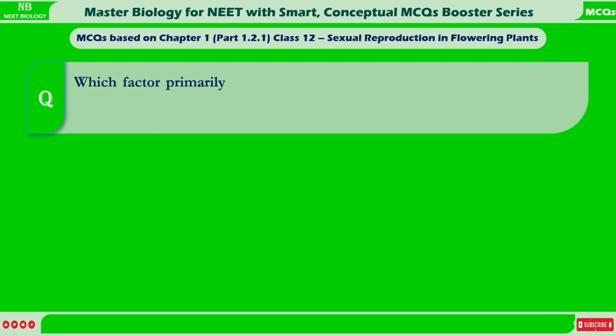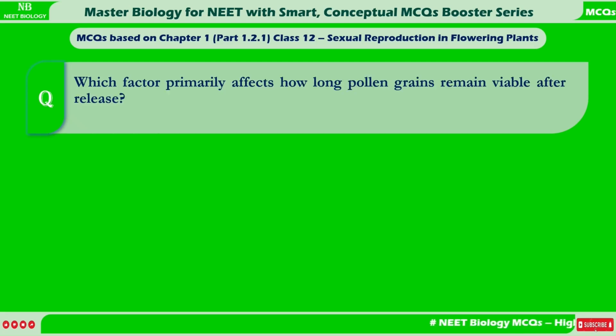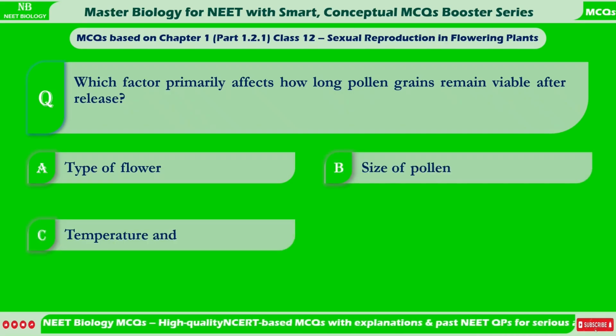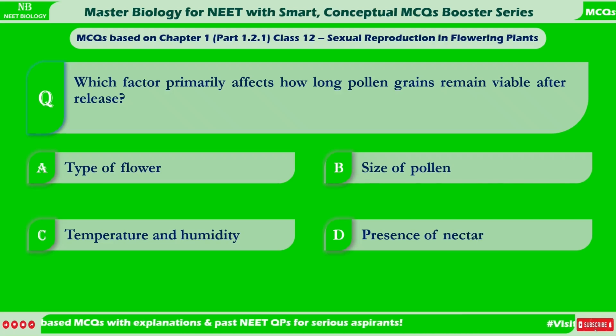Which factor primarily affects how long pollen grains remain viable after release? A. Type of flower. B. Size of pollen. C. Temperature and humidity. D. Presence of nectar.